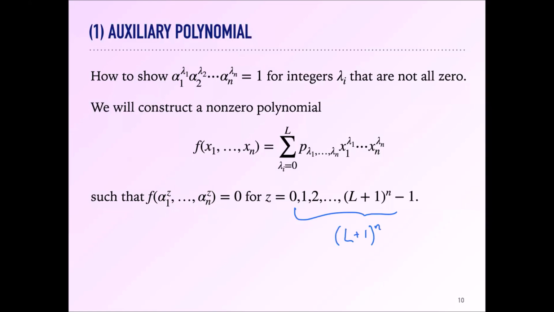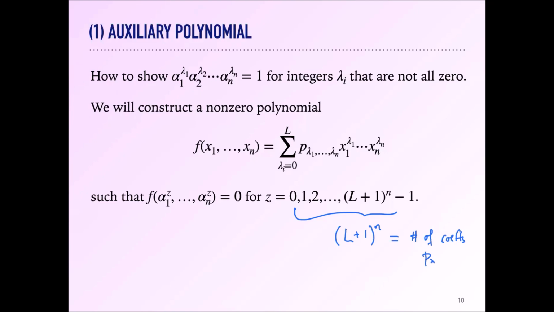So again, we're doing some parameter counting, just like in the last talk. There's L plus 1 to the n equations I'm getting, that f of alpha 1 to the z all the way up to alpha n to the z is 0. That's L plus 1 to the n equations. And that's also equal to the number of coefficients in my polynomial, because each lambda I can go from 0 to L, that's L plus 1 of them, and then there's n, so L plus 1 to the n. So it's equal to the number.